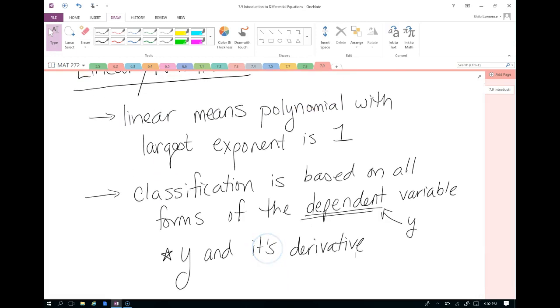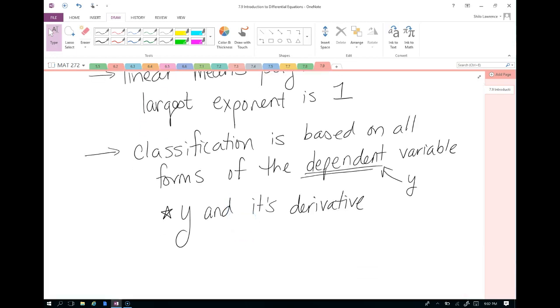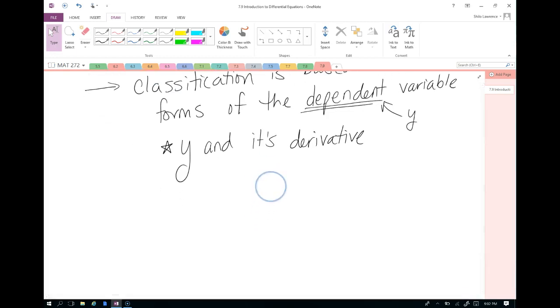So we're still using linear in the polynomial sense of the definition of the word, where largest power is 1, but classifying a differential equation as linear or nonlinear is based on the dependent variable, all forms of the dependent variable. That means y and all of its derivatives. So let me show you some examples of some linear and nonlinear equations, and we'll talk about why exactly they are linear or nonlinear.